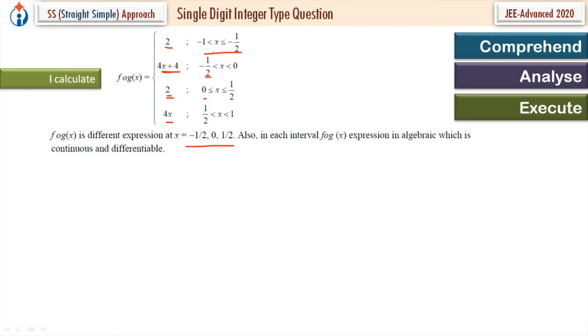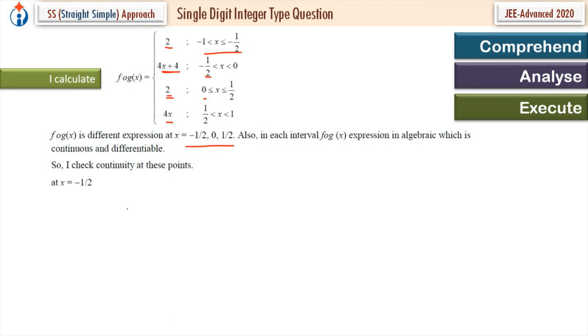So in the interval minus 1 to minus half, it is continuous and differentiable. Minus half to 0, in between them, it is continuous and differentiable. We know that the algebraic expression is differentiable and continuous everywhere. So I have to check the continuity at these points.